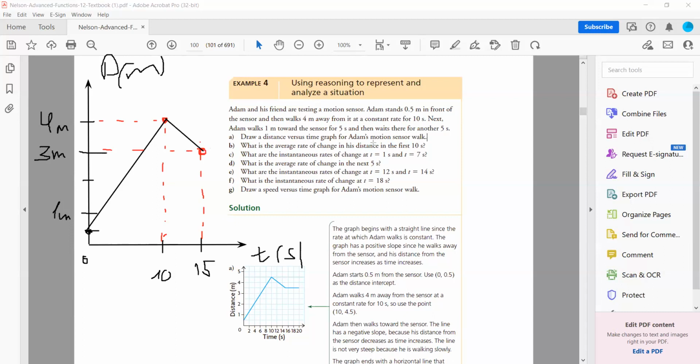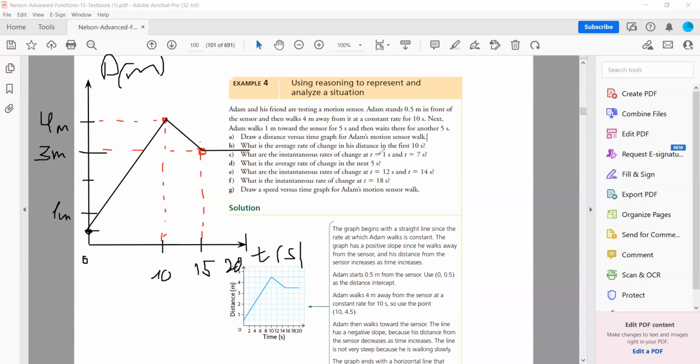Again, we don't know whether he walks at the constant rate of change or he is doing it in some other way. We'll assume that he's doing it as well as he was walking away from the sensor. He's walking to the sensor with the same constant rate of change. And after that, he waits there for another 5 seconds. Waits there means his distance from the sensor remains the same, so constant for 5 seconds more. Here is the 20 seconds moment in time. And we finally have this graph. It looks similar to what they give us in the textbook.